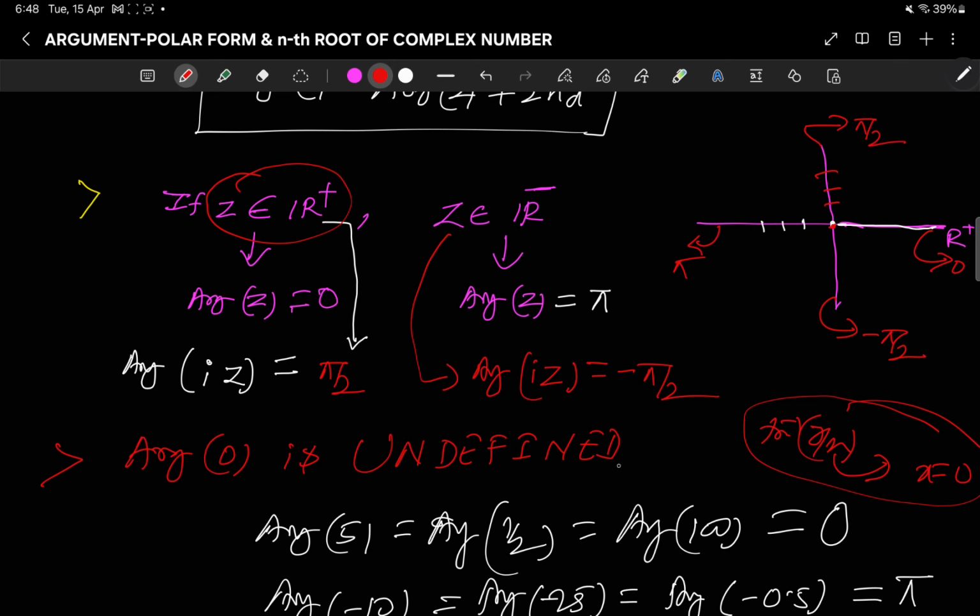However, what is the modulus of 0? Z is equal to 0. What is the modulus of z? Modulus of z is equal to 0. The modulus is valid, but the argument is not valid. So you should note that this is important: argument of 0 is undefined.